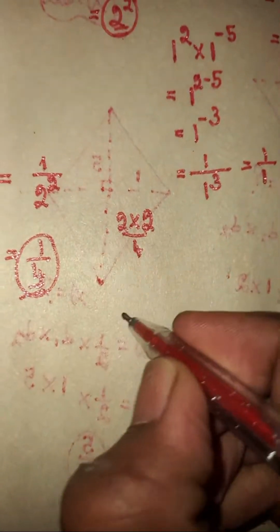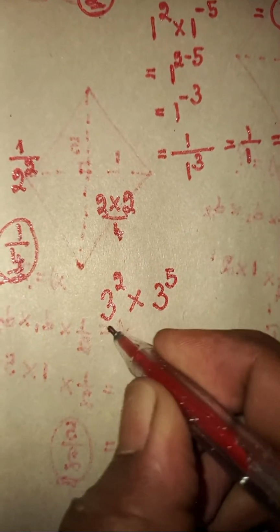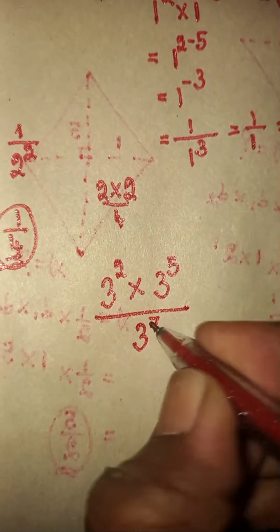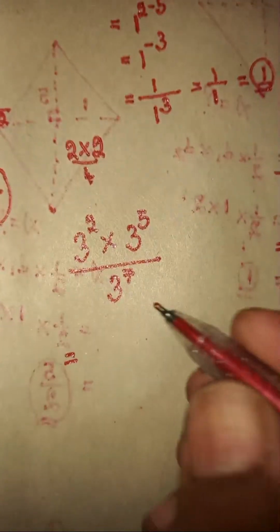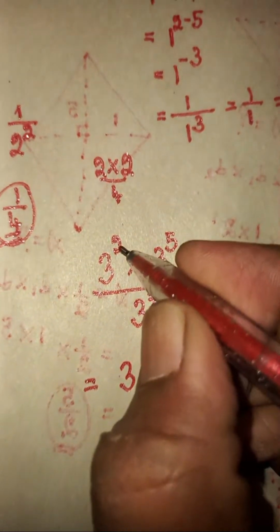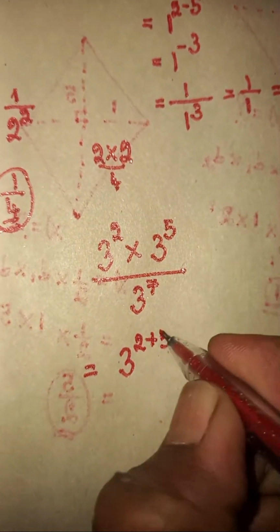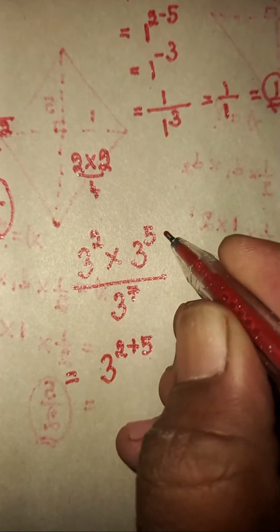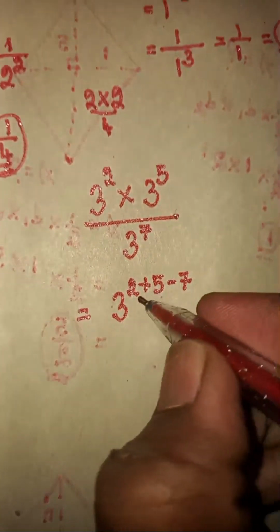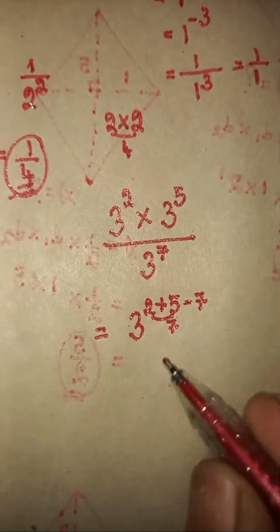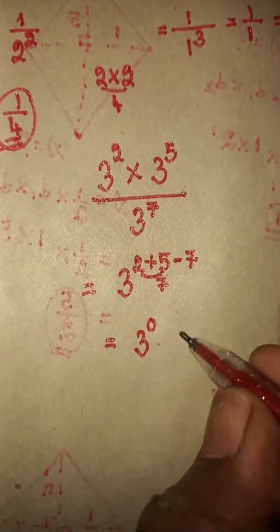And let's take one more problem. Here they are giving 3 square times 3 power of 5 divided by 3 power of 7. Here also, in all of them the base they have given is 3. So you can take 3 as the common base and add up the above powers. Here it is 2, here it is 5. So it becomes 2 plus 5. Since the 7 is in the denominator, when it comes above it is going to become minus 7. So 2 plus 5 is 7, and 7 minus 7 becomes 0. 3 power of 0. Any number to the power 0 is equal to 1.